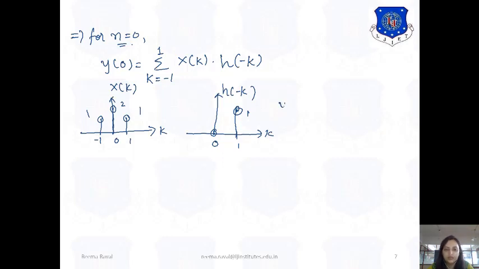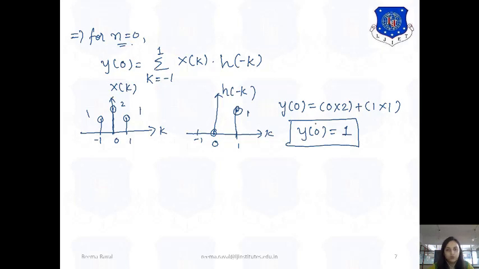So by multiplying the respective elements, we will get y of 0, that is equals to 0 into 2 plus 1 into 1, because over here minus 1 instant have 0 value or else no value, and at instant 0 this is 2, at instant 0 this is 0, at instant 1 here the value is 1, and instant 1 over here is the value 1, okay? So this will give y of 0, that is equals to 1, okay?